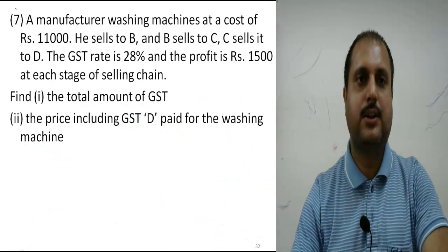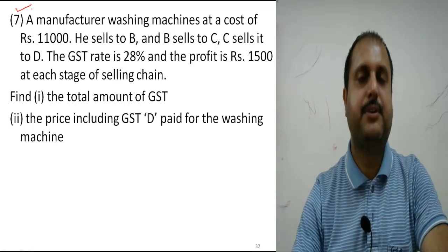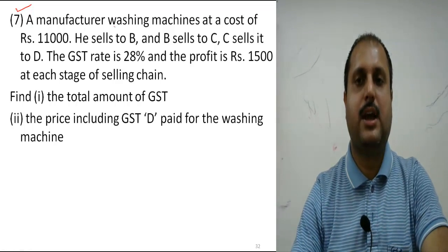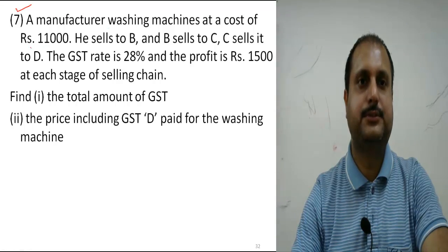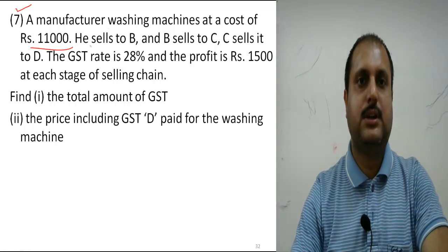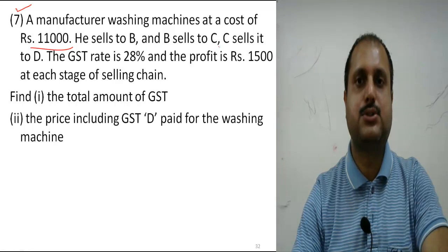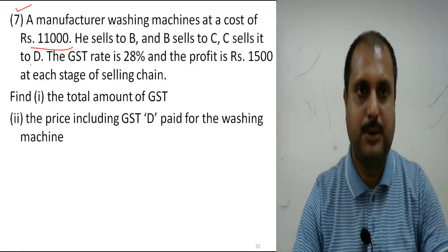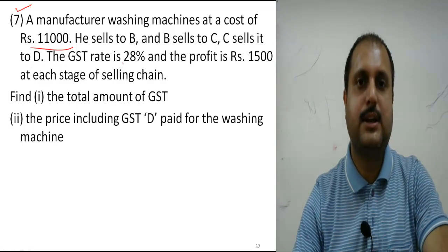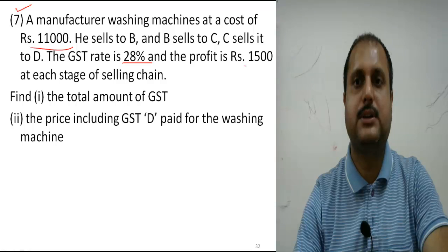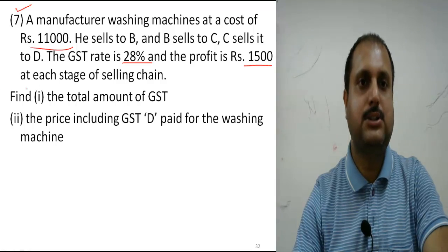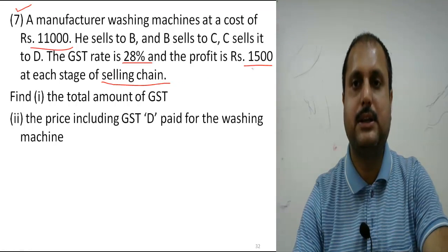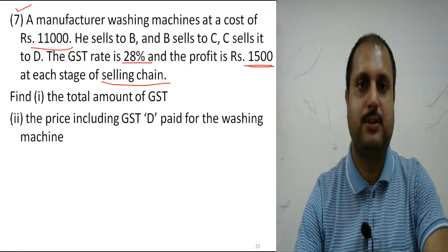Now let's discuss another question. We are going to discuss question number 7. Question number 7 is telling: a manufacturer makes a washing machine at the cost of 11,000. He sells to B, B sells to C, and C sells to D. So the selling chain is happening among themselves. Now the GST rate is 28% and the profit is 1,500 at each stage of the selling chain. So everybody is making a profit of 1,500.